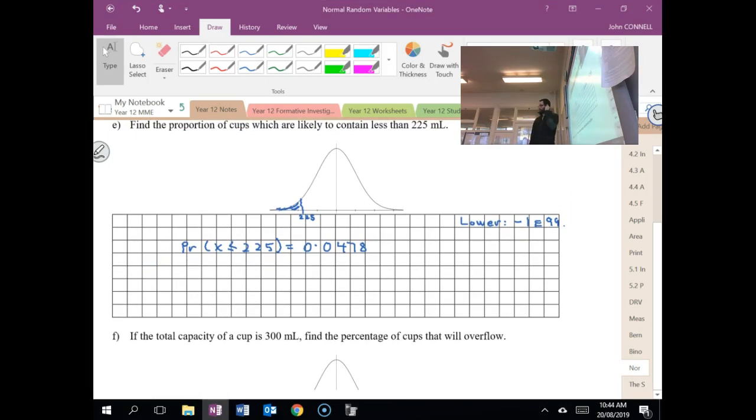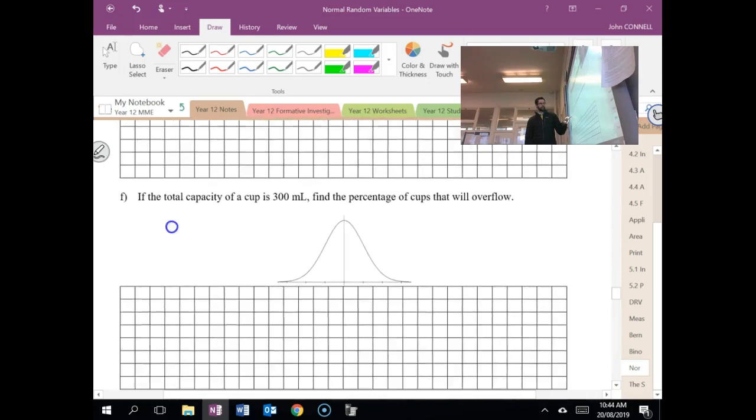Now, as I said for binomial, recording what you actually entered into the calculator is of no worth. Okay? There are no marks awarded for what you enter into the calculator, so don't bother wasting your time.